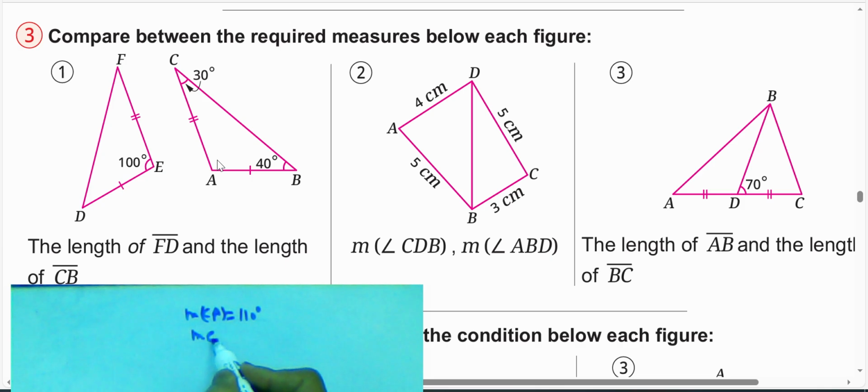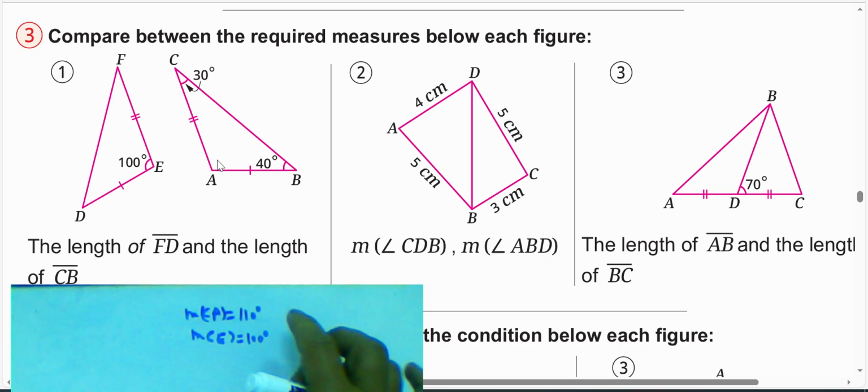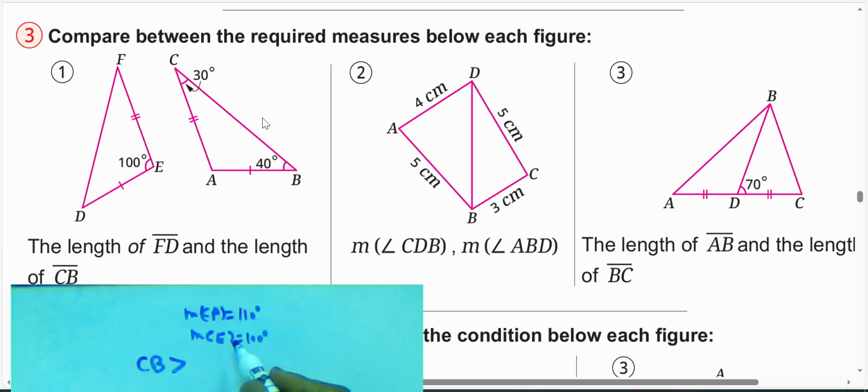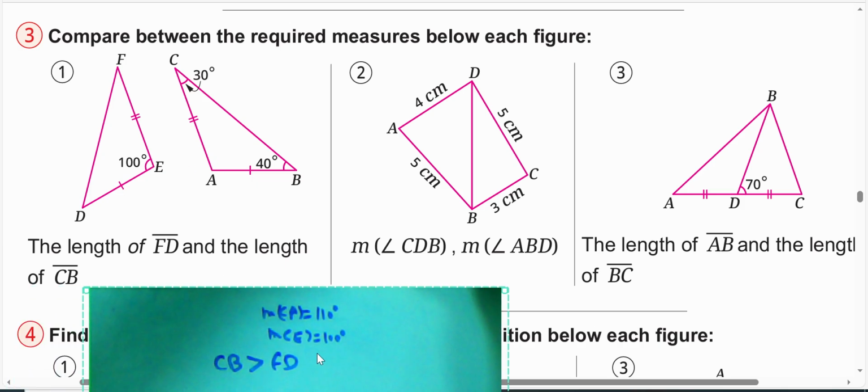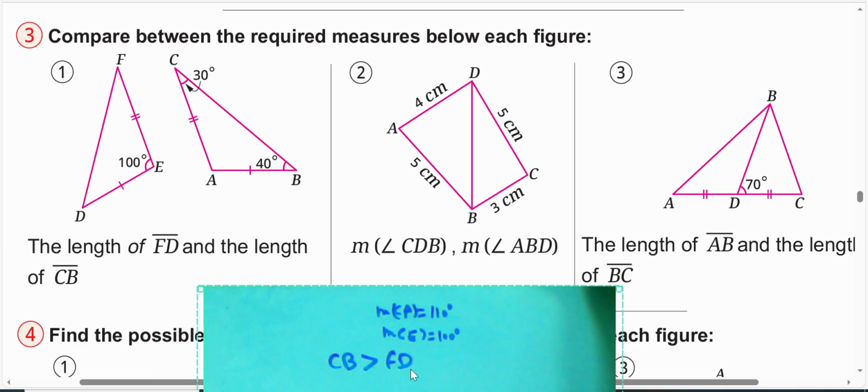Then we have a relation between angle A and angle E. Angle E was 100 and angle A is 110. Then the side opposite 110 is greater than the side opposite 100, so CB is greater than FD. Because we have two sides equal in length in the two triangles, this side equals this side and this side equals this side, and we have a difference between the two angles, then the greater angle is opposite the greater side, and the smaller side here will be FD.